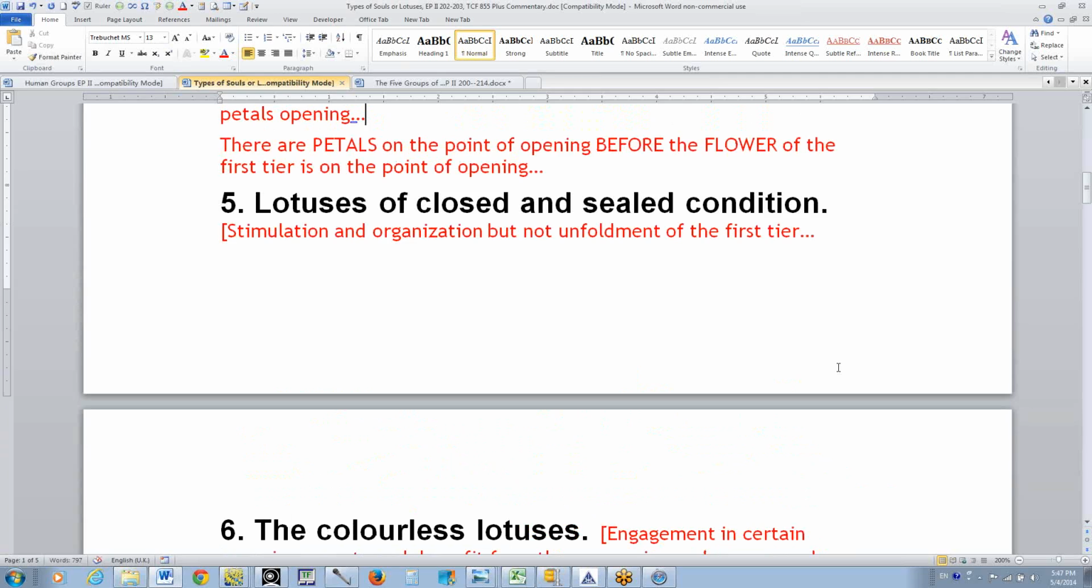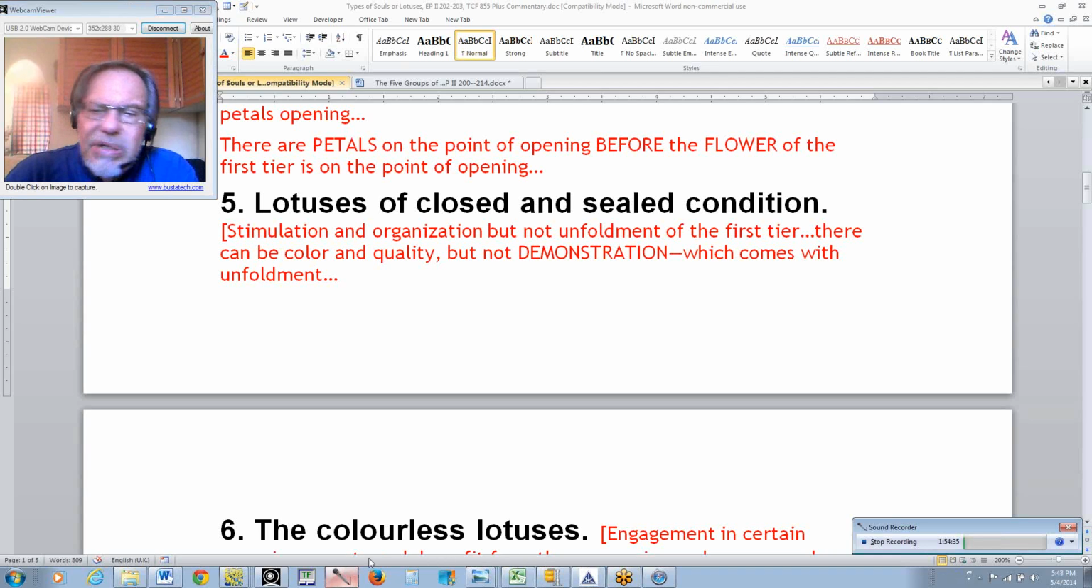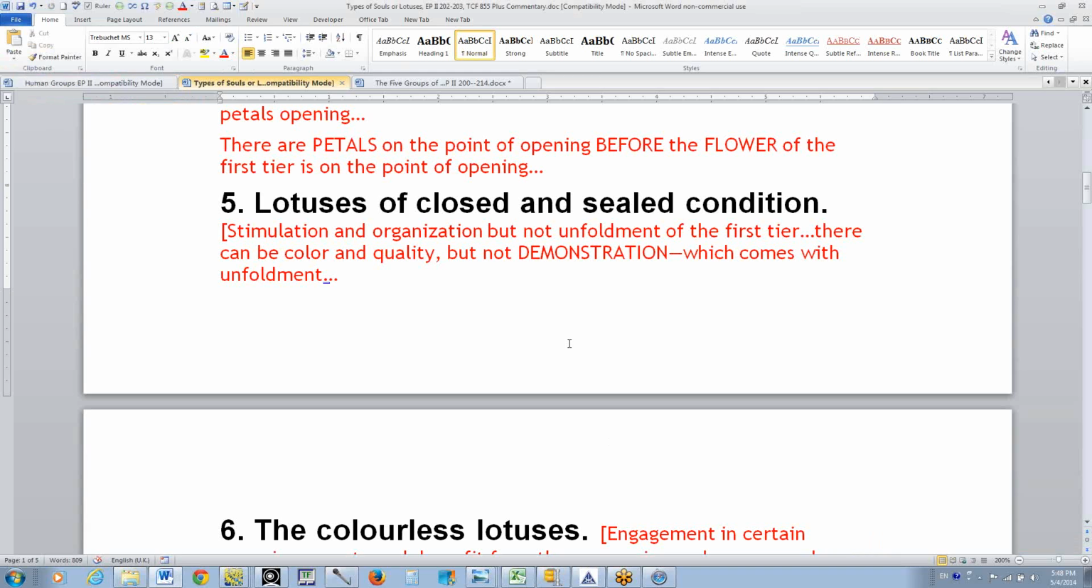And here at point number 5, there can be color and quality. Yes, there can be color and quality, but not demonstration, which comes with unfoldment. In other words, we can work on something before we're really ready to show it and to do it in any coherent manner. We always have our aspirations, but it's not right to drag out the objective of our aspirations until there has been some degree of proficiency acquired and eventually mastery. So I hope that's a little bit clear.